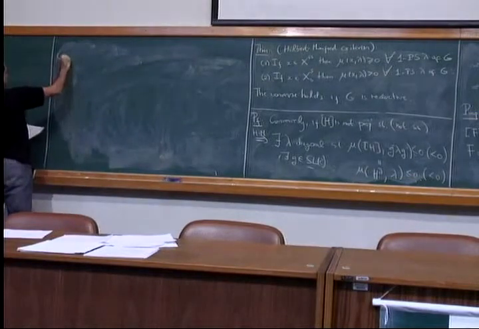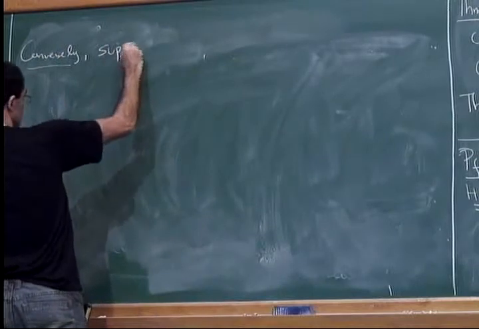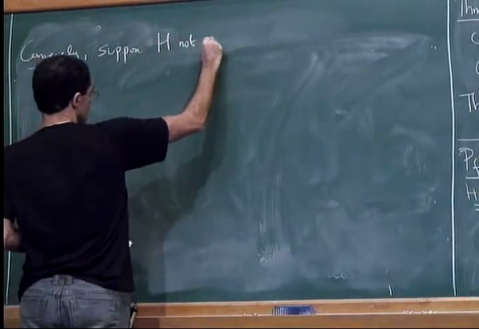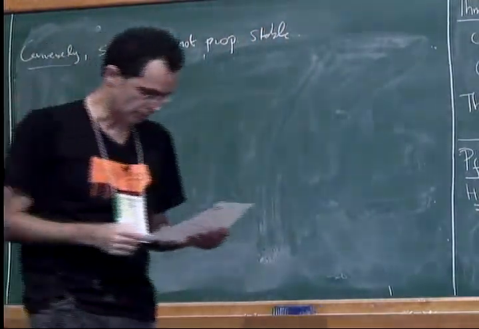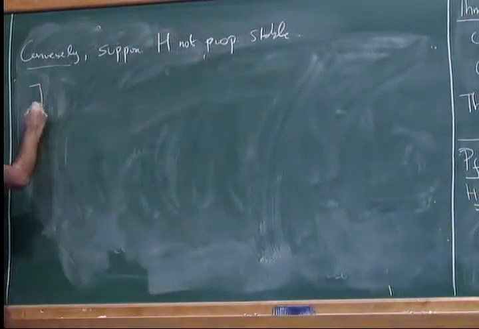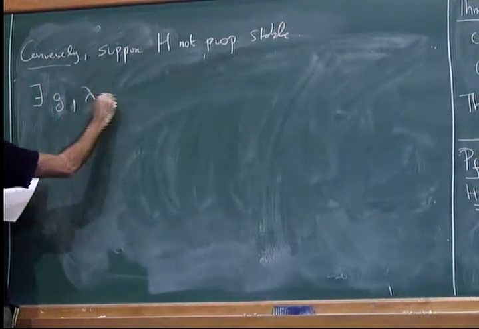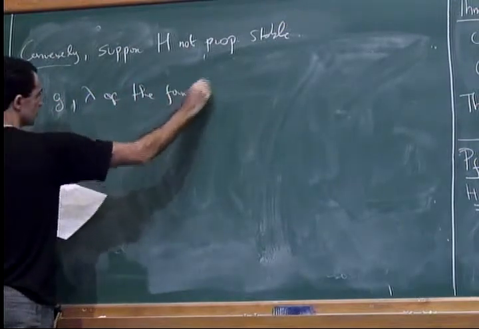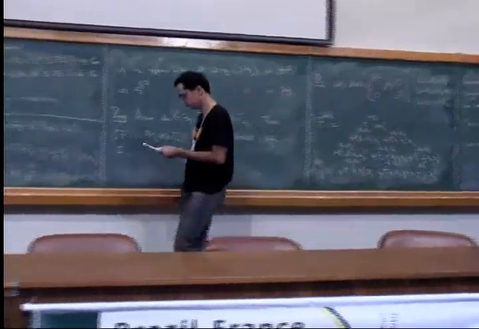So conversely, suppose H is not properly stable. Right? So we use the criterion here, and what we know is that there is a G and lambda of the form star. There is of this form here, right? So every one-parameter subgroup is a conjugate of this one, right?